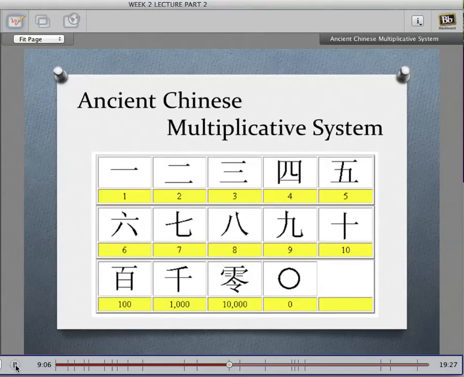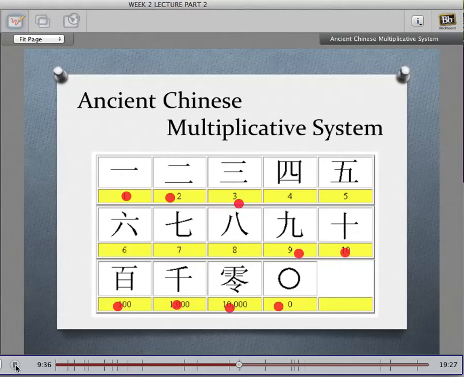Another system that is a little more complex is the Chinese system, which is a multiplicative system. They again had a 1, a 2, a 3, up to 9. Then they had a 10. Then they had 100. They had 1,000. They had a 10,000. They have 100,000, a million, 10 million, 100 million, a billion, etc. They even had a 0, but they never use it for numbers. But they have a 0, and it looks like our 0.